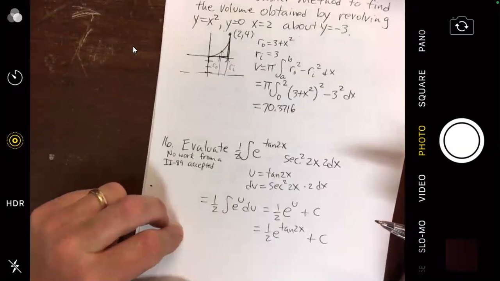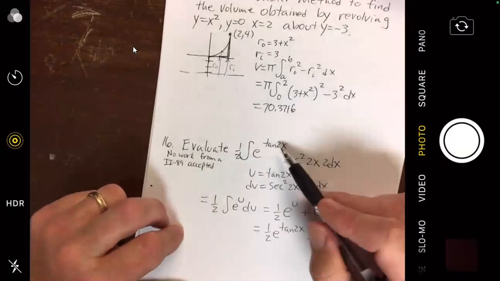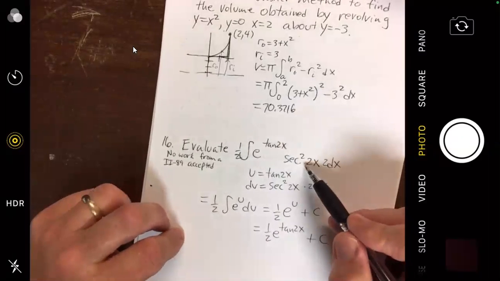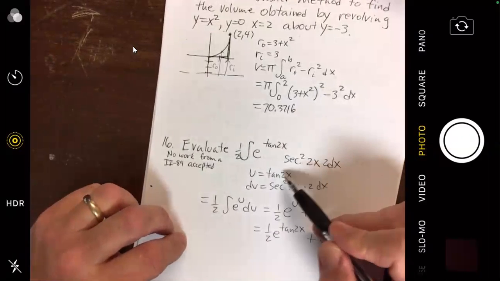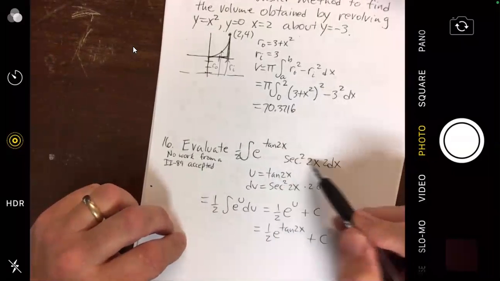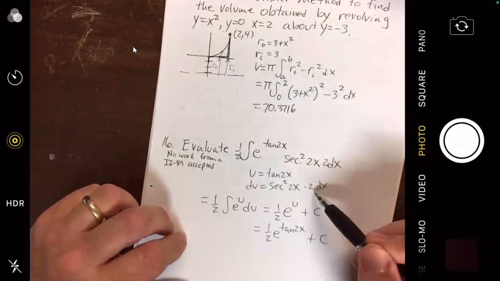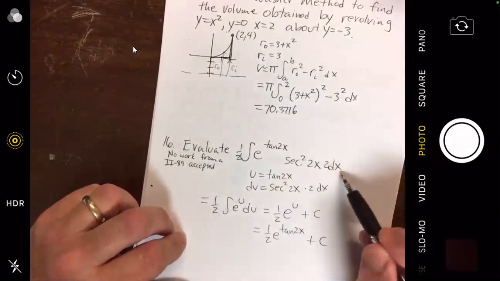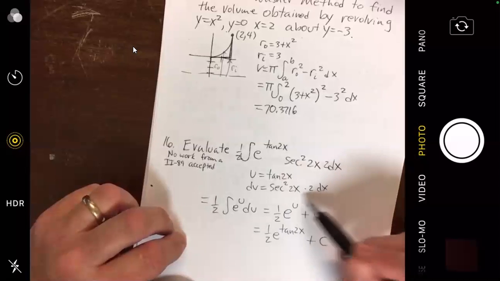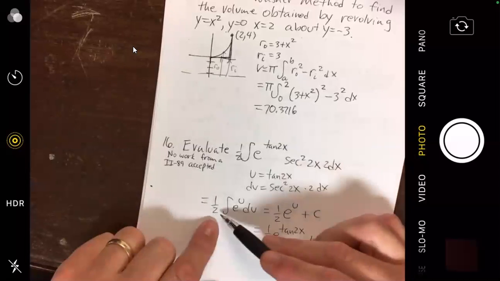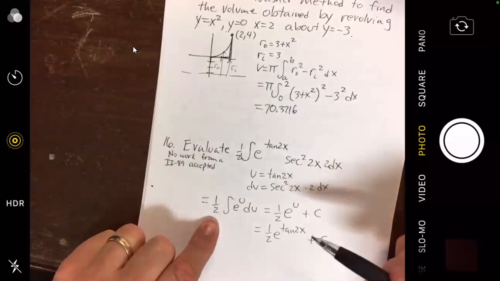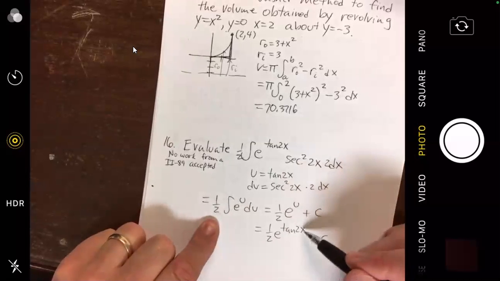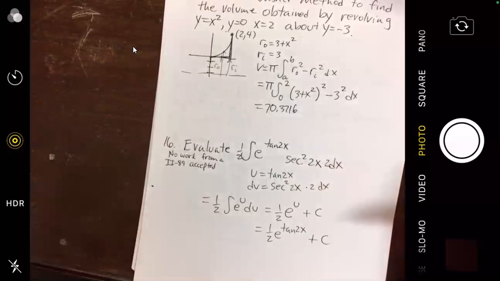All right, an integral like this, see how the derivative of tangent is secant squared? u is tangent, du is secant squared, but you've got a chain rule term. So it subs in as a half integral of e to the u, and all this stuff outside is du. Fixed as a half e to the u, so half e to the tangent 2x, plus c.